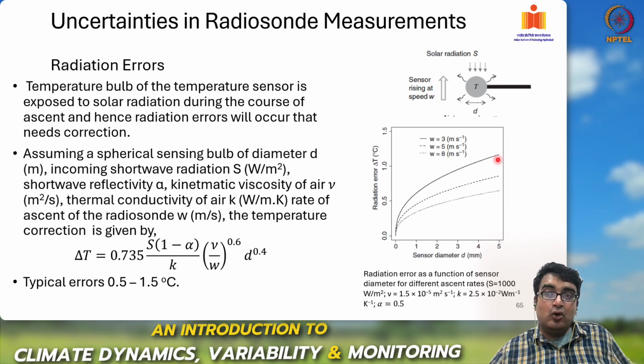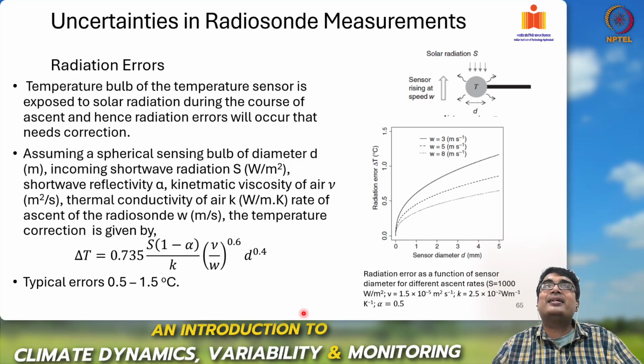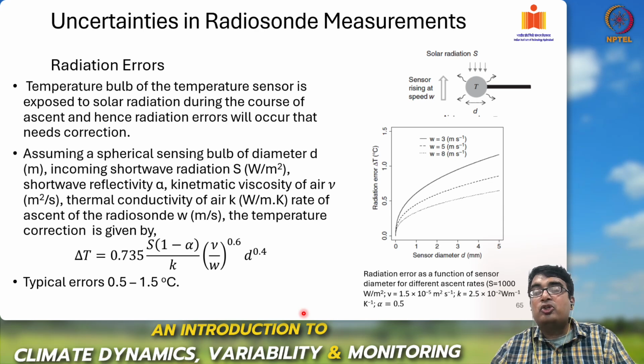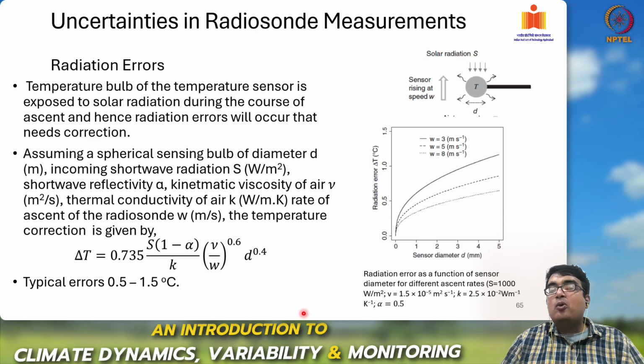If the ascent is slow, there is a greater amount of error. So at slower ascent, you are getting 0.5 at 1 millimeter diameter only. At slower ascent at 5 millimeter diameter bead, you are getting over 1 degree centigrade of temperature correction. So what this means is that bigger is the sensor diameter, greater is the radiation correction that is needed. Slower is the ascent, greater is the radiation correction that is needed. So with small beads and if the radiosonde is rising fast, we will have much lower temperature error.